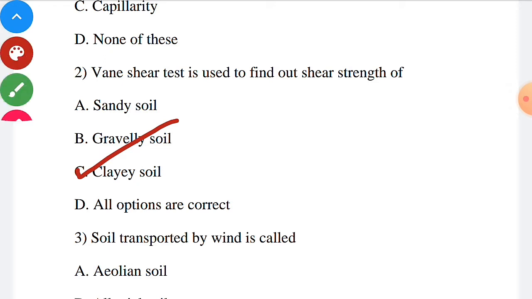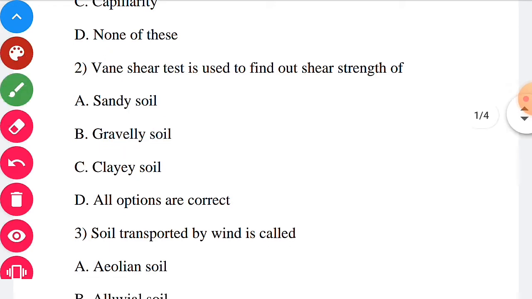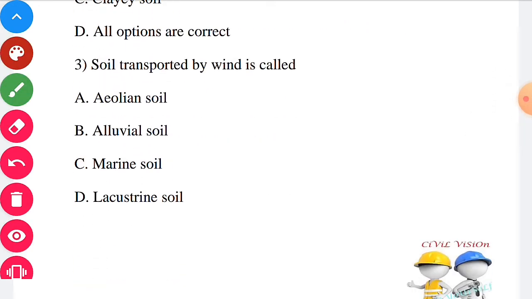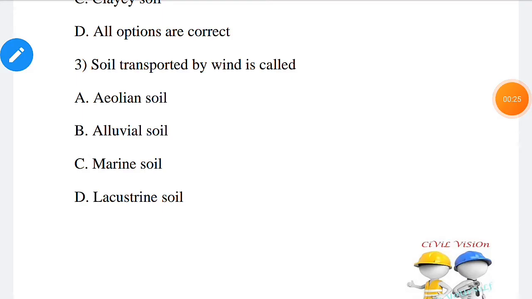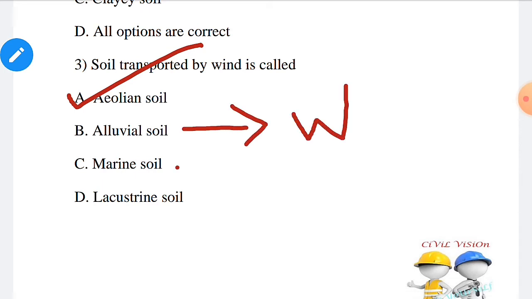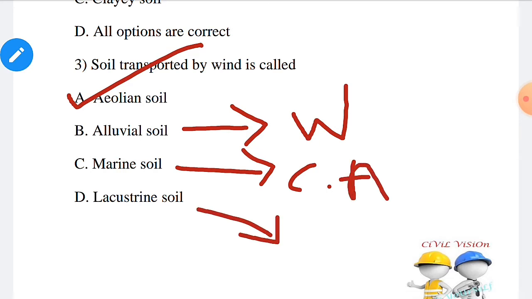Third one, soil transported by wind is called. The correct answer for this question is aeolian soil, option A. Alluvial soil is transported by water, whereas marine soil is found around the coastal areas. Lacustrine soil is deposited in the bed of a lake. Therefore, soil transported by wind is called aeolian soil.